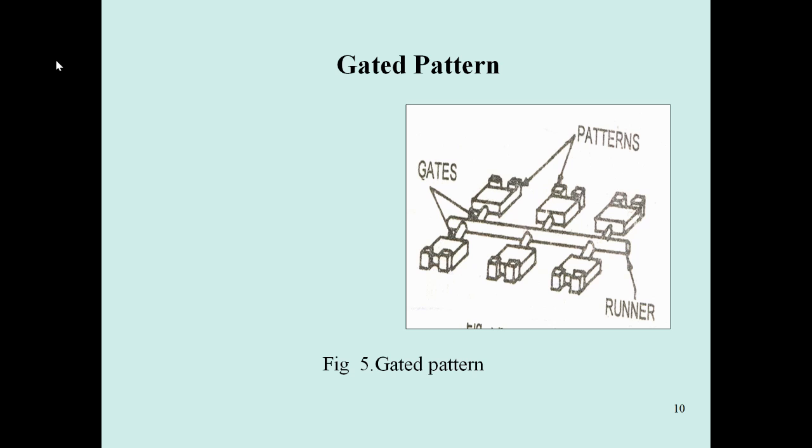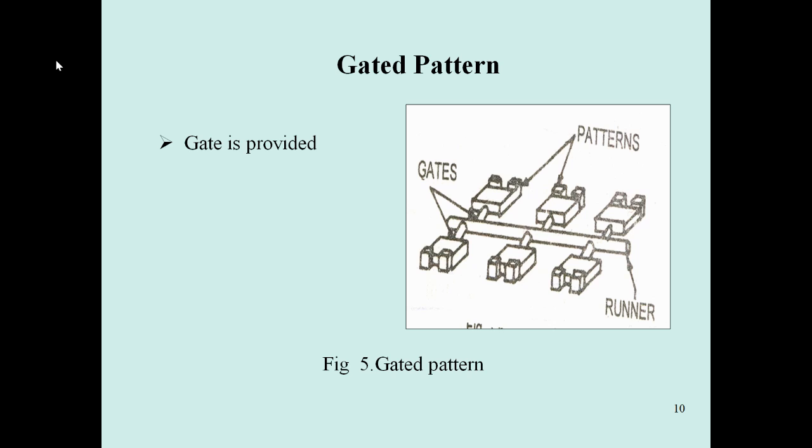Next one is a gated pattern. If you go on observing the figure, you will see how many patterns there are, what a runner is, and how gates are attached. We can see it in this figure. So this is the gated pattern.